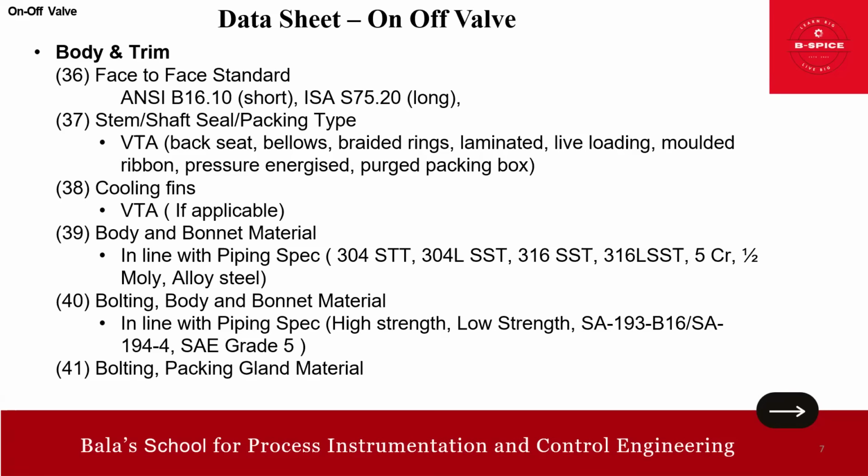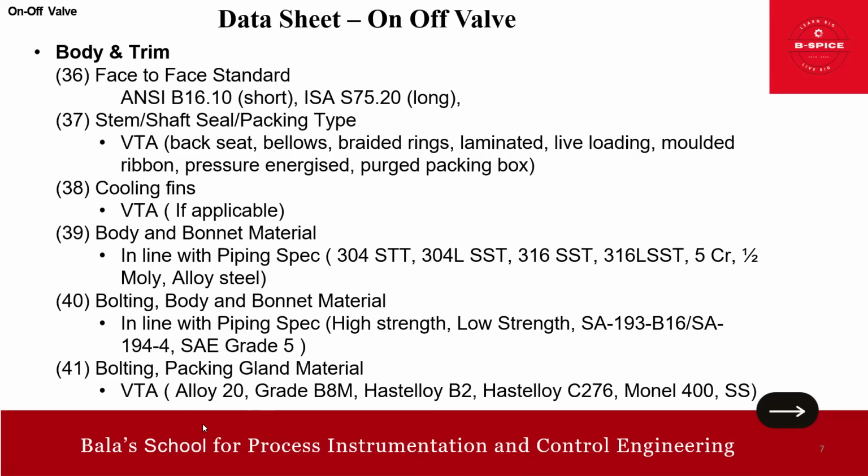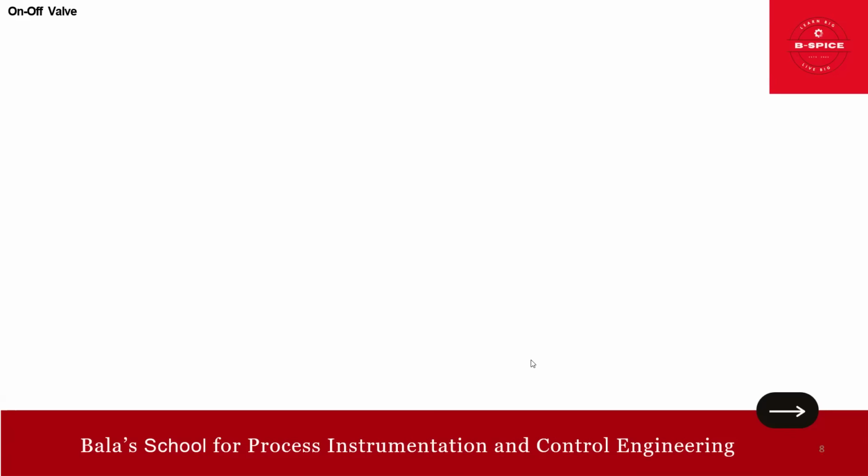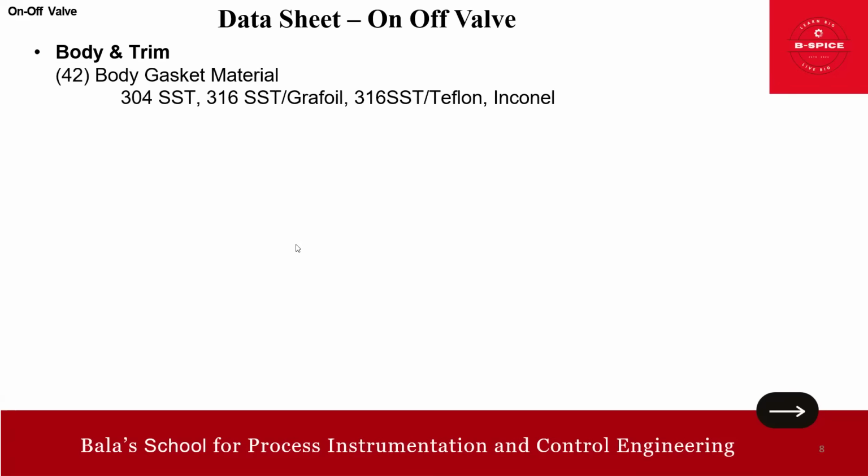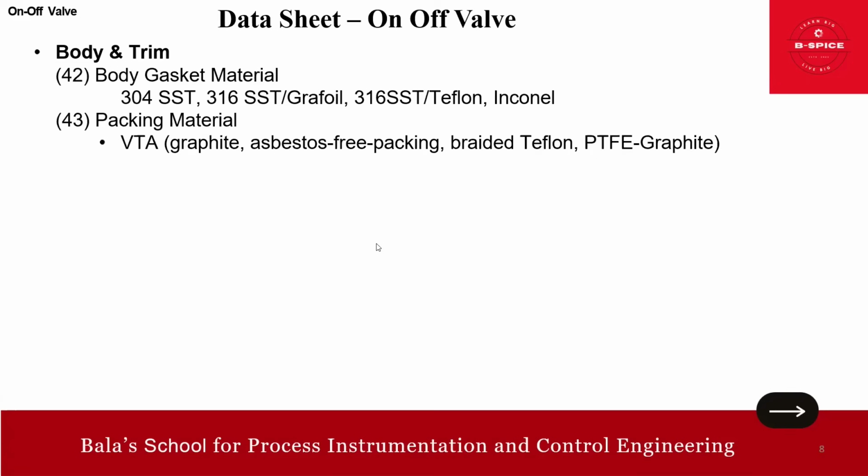Okay. Then bolting, packing gland material. This one, of course, we have to get from the vendor, but there are some choices: alloy 20, grade 8, Hastelloy for corrosive environment service, or Monel 400, we can choose these. Okay, so that's about it, and a few more to add on. In fact, body gasket material: 304 SST or 316 SST graphite, or 316 SST Teflon, or Inconel. You can choose from these. Packing material, normally we go with graphite or braided Teflon or a PTFE graphite combination.